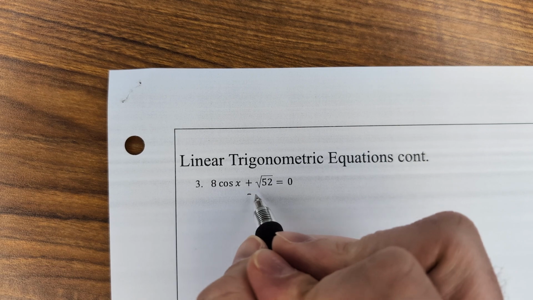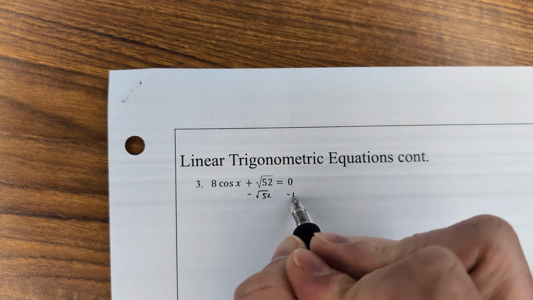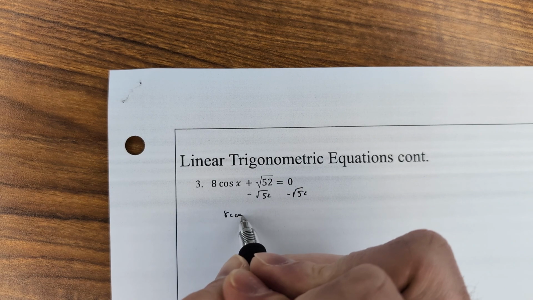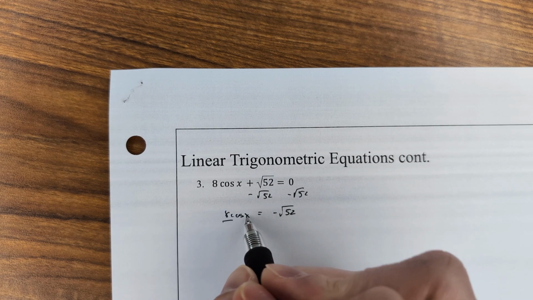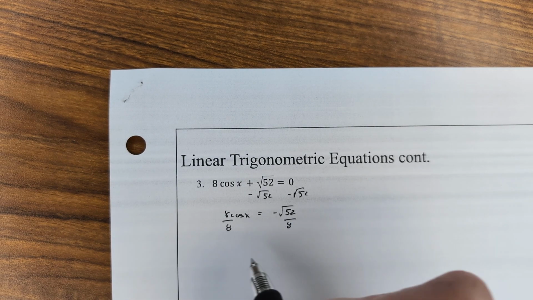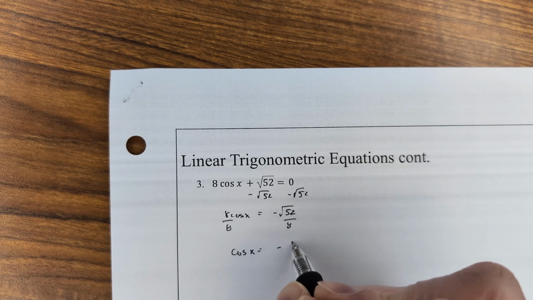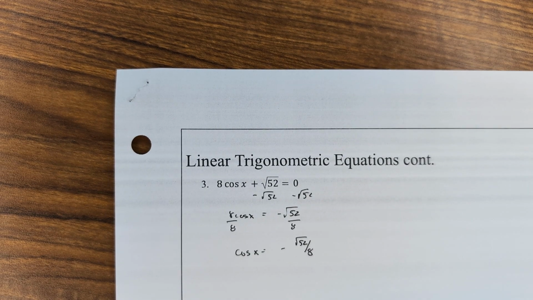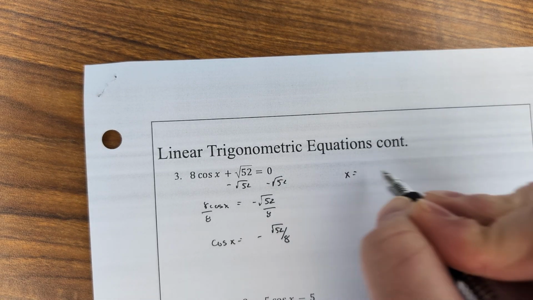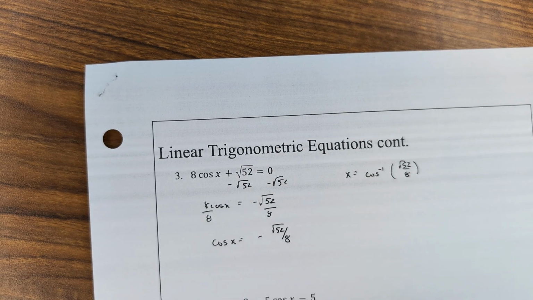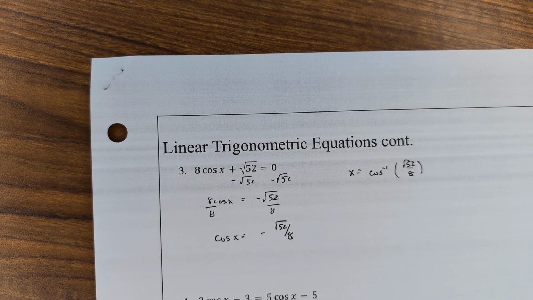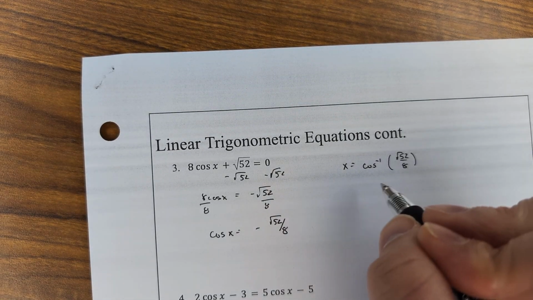For this one, I've got to move the root 52 across. So 8 cosine x equals negative root 52. Oops, I forgot my x. Divide both sides by 8. So cosine x equals negative root 52 over 8. When I go to solve for x, I use my inverse trig function on the positive value, so I ignore my negative sign, because it's always the absolute value. So the inverse cosine of the square root of 52 divided by 8 is 25.7 degrees.